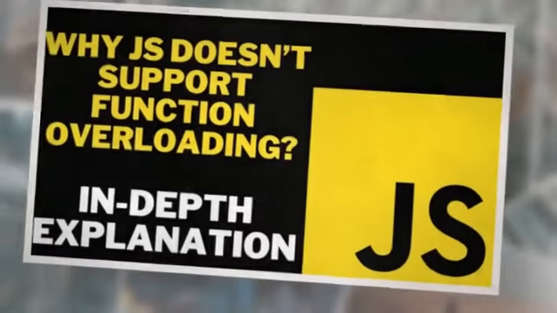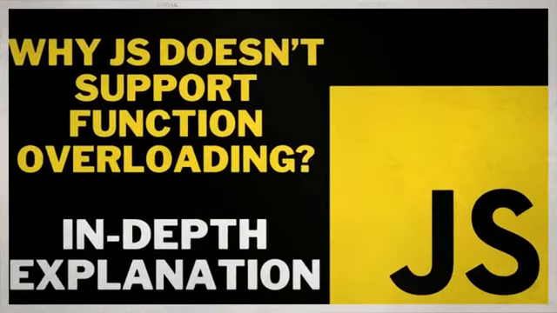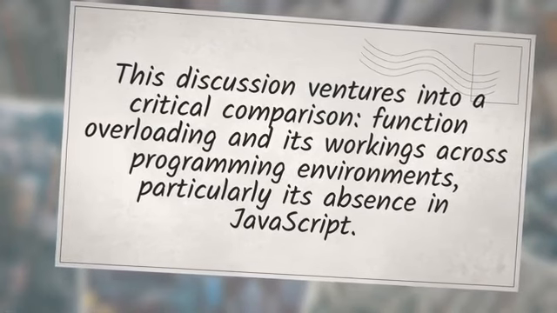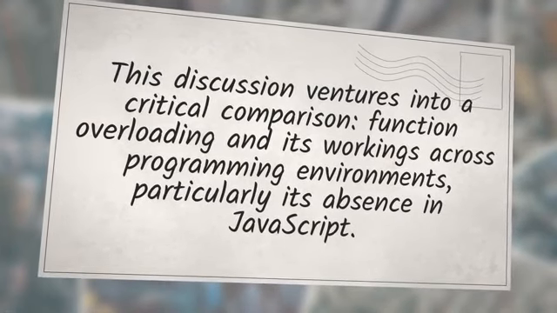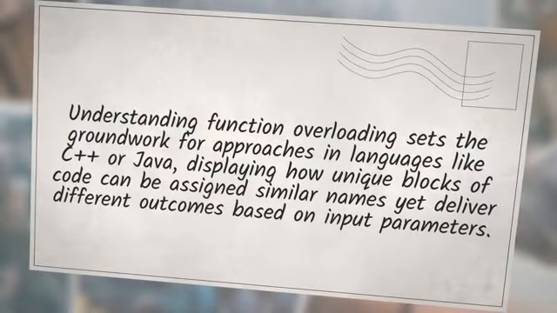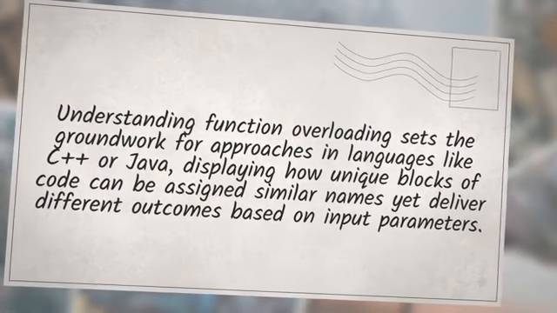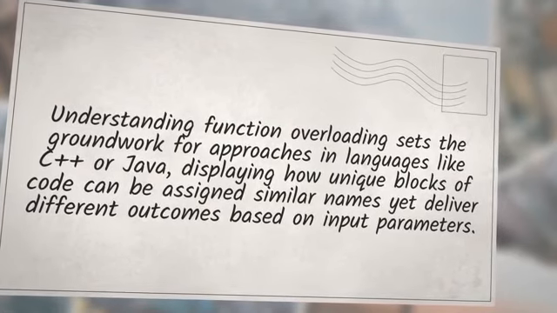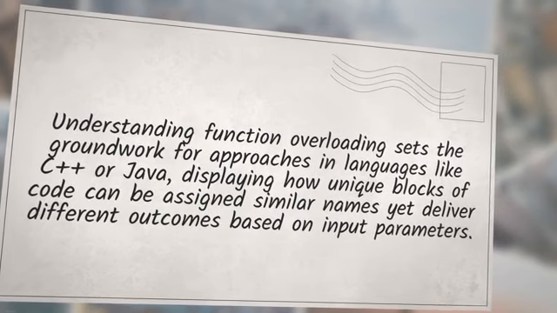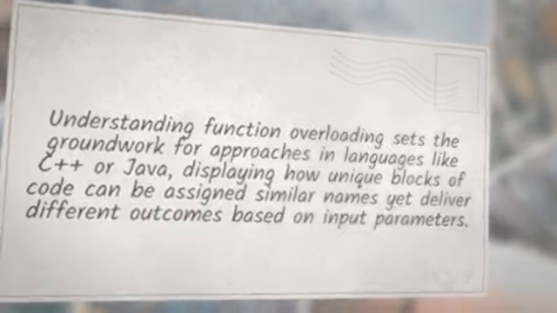Breaking down the complex world of programming is no easy task, but it yields fascinating revelations on how different languages operate. This discussion ventures into a critical comparison: function overloading and its workings across programming environments, particularly its absence in JavaScript. Understanding function overloading sets the groundwork for approaches in languages like C++ or Java, displaying how unique blocks of code can be assigned similar names yet deliver different outcomes based on input parameters.